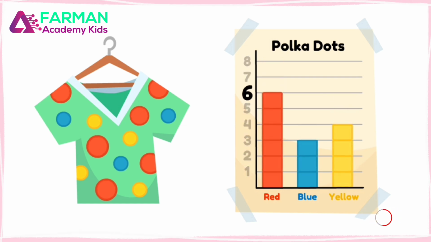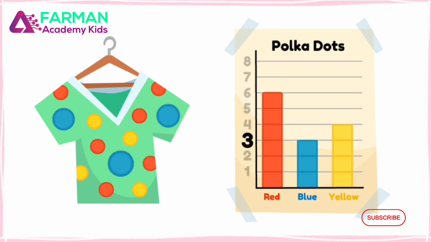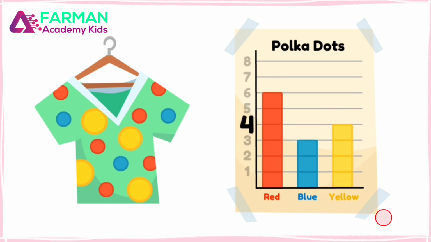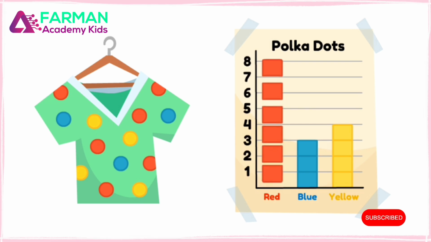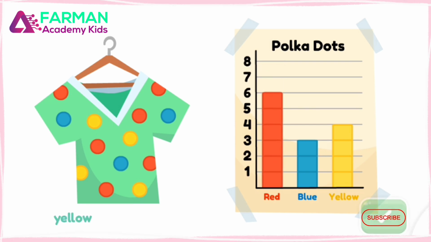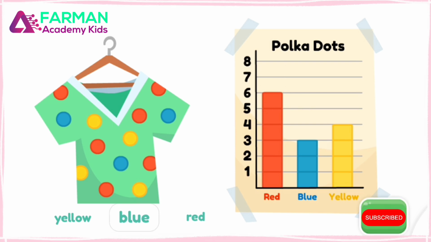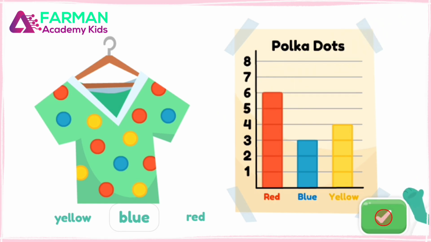There are 6 red dots, 3 blue dots, and 4 yellow dots. Most of the polka dots are red. Let's read the graph. Which color has 3 dots? Tap the blue color. You did it! There are 3 blue dots.